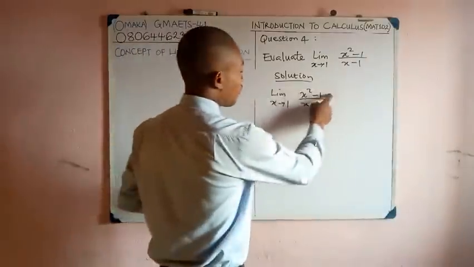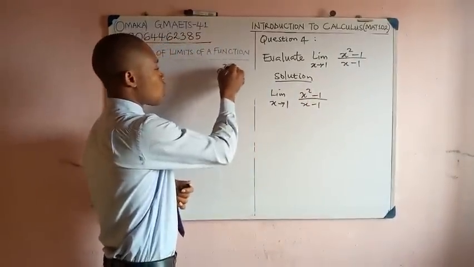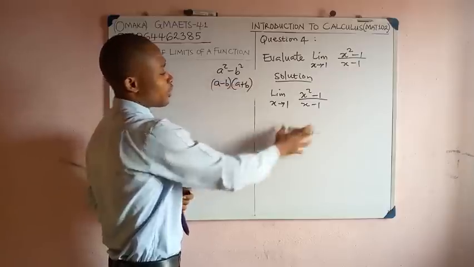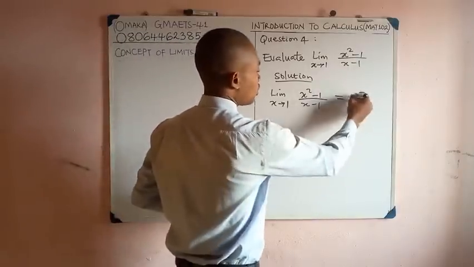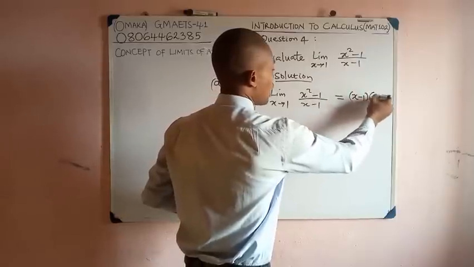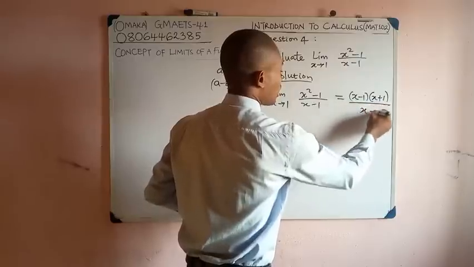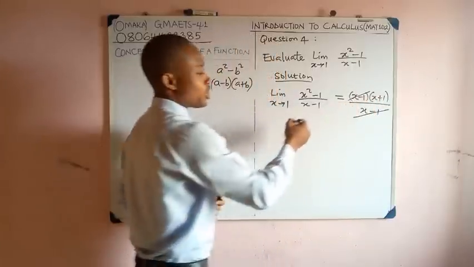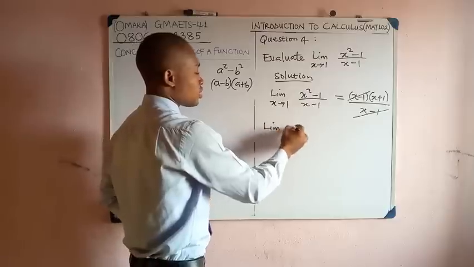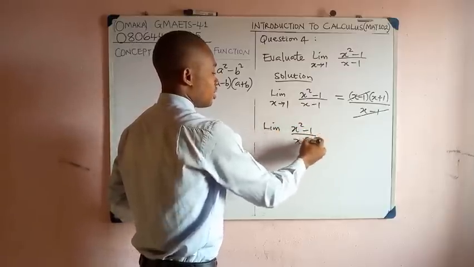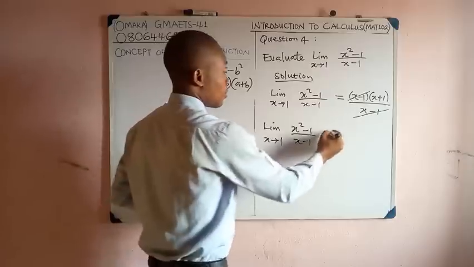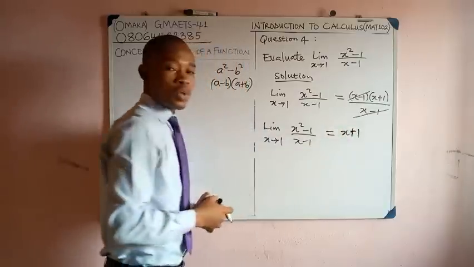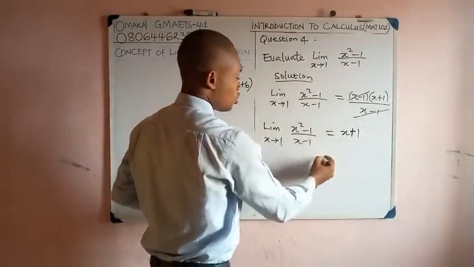So looking at the top, this is a difference of 2 squares. Remember, if you have a squared minus b squared, it is equal to a minus b, and then a plus b. So we'll apply that here. This will be equal to x minus 1, then x plus 1, all over x minus 1. Good. You now notice that this x minus 1 will cancel this x minus 1, so that the question given to us is the same as what you're going to see on the board. That is x plus 1.